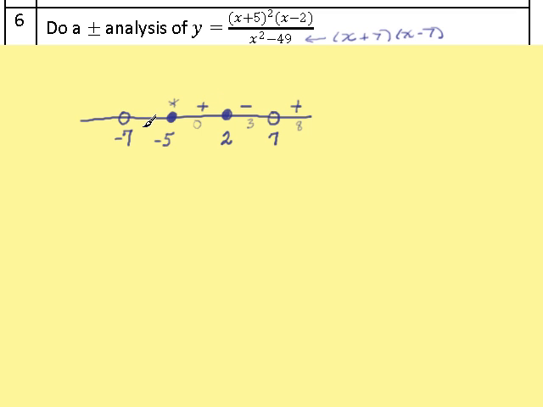Now let's say we put in a minus 6. So here we have a negative, here we have positive, here we have negative. 2 negatives, so that's positive. And let's say we put in minus 8. So this is negative, negative, negative. All 3 negatives, and 3 negatives is negative. So that's our plus-minus analysis.